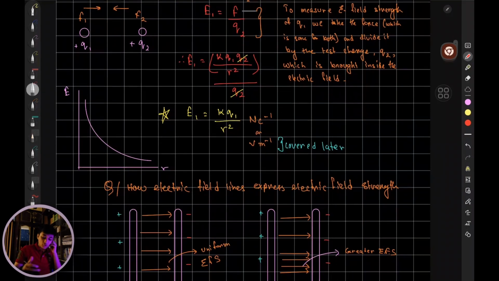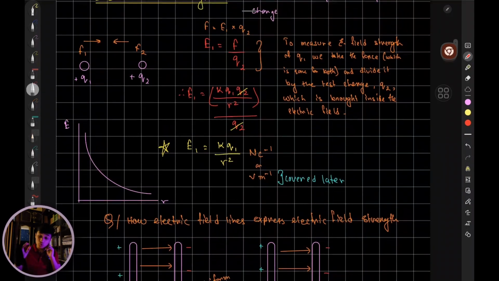Notice, now you don't even need another test charge to determine the electric field strength. So if you have a random charge lying around, you can find out its electric field strength at different positions. In this position, it's going to be different. In this position, it's going to be different. In this position, it's going to be different. How do you figure it out? You need the constant, which is always the same.